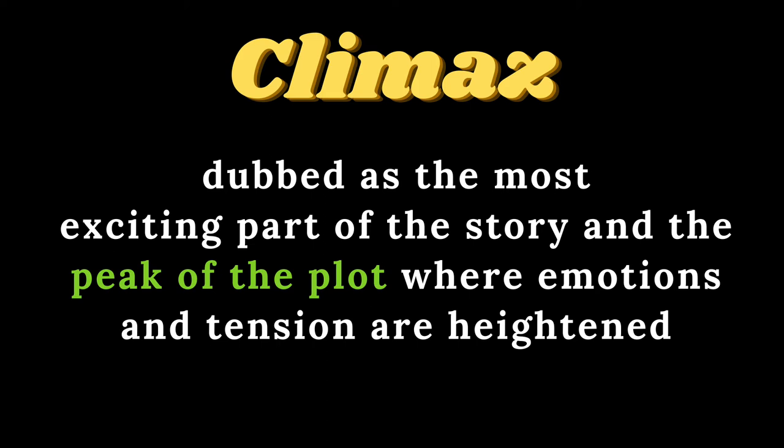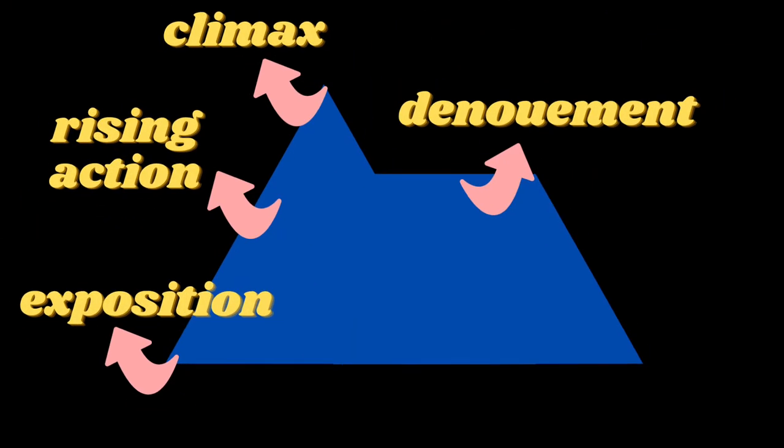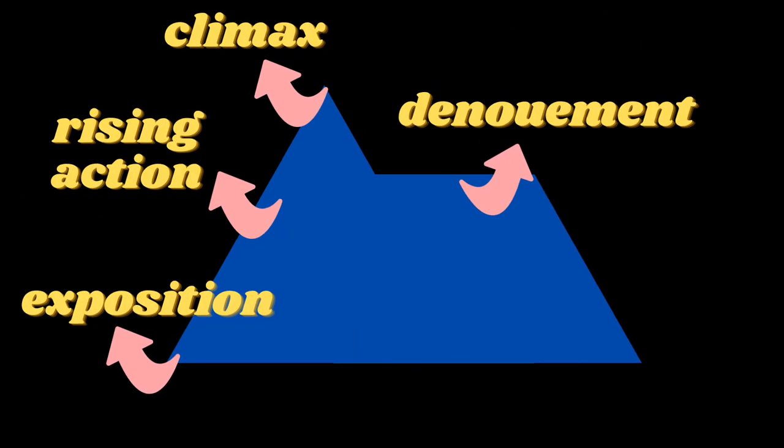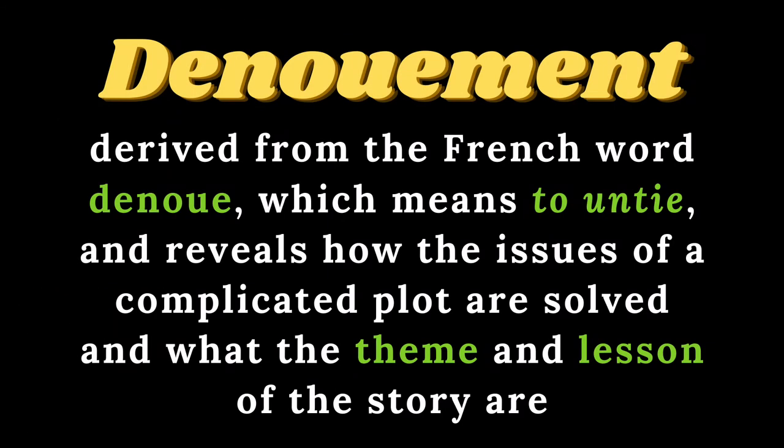Climax leads to the fourth element of the plot, which is denouement. It is derived from the French word denouer, which means to untie. Denouement is a literary device that can reveal how the issues of a complicated plot are solved. Denouement also reveals the theme and lessons of the story.